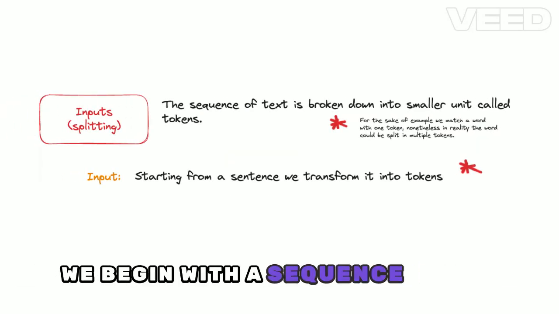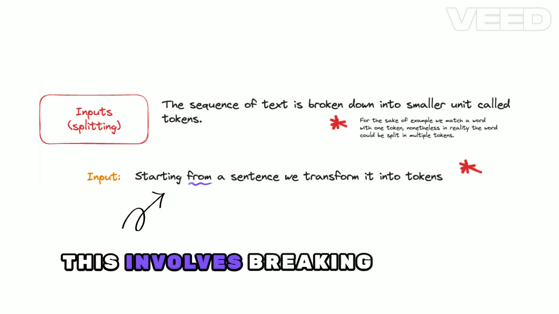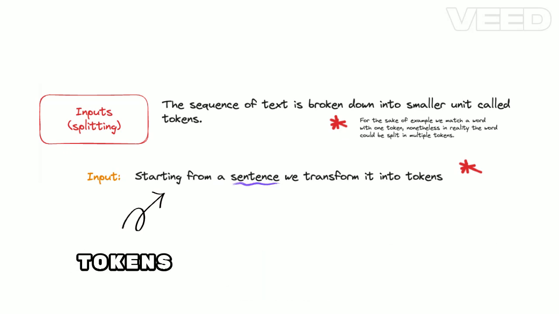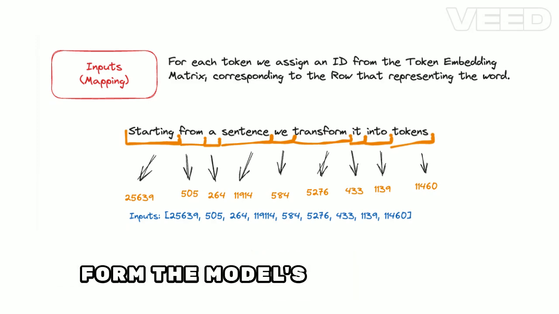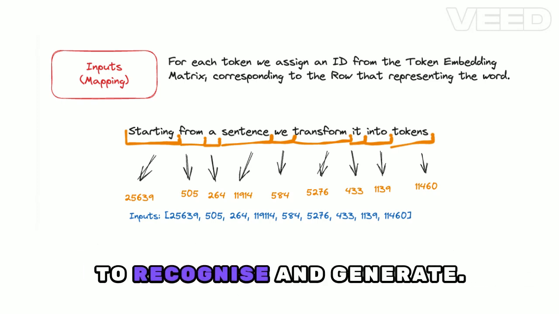We begin with a sequence of text and start the tokenization process. This involves breaking down the text into smaller pieces, called tokens. Tokens are essential because they form the model's vocabulary, the elements that the model is trained to recognize and generate.